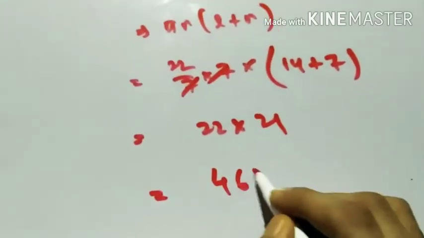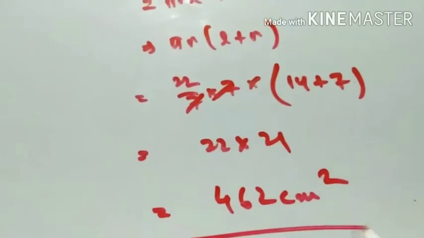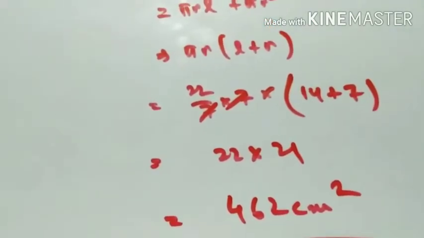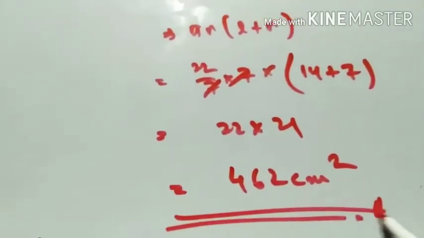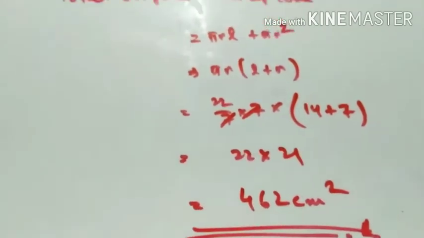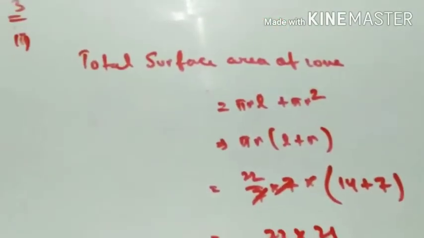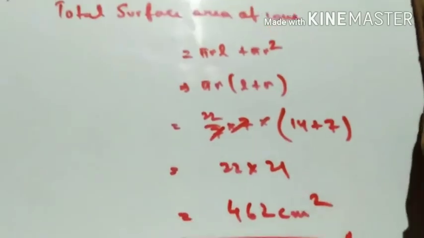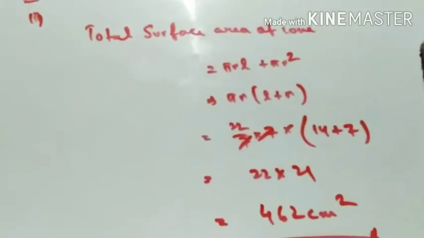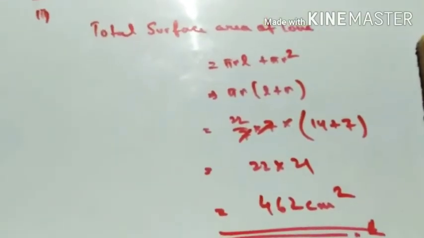Okay, 462 centimeters square. Yes, 462 centimeters square. This is my answer. Okay, total surface area 462 centimeter square. I hope you have understood. If you have got any doubt, you can write it in the comment section. Okay, next we will go to question number 4.